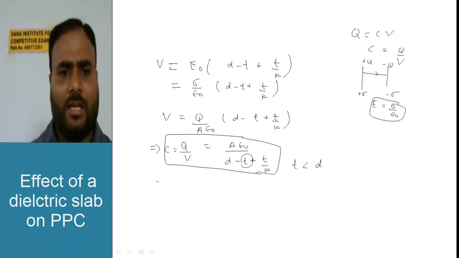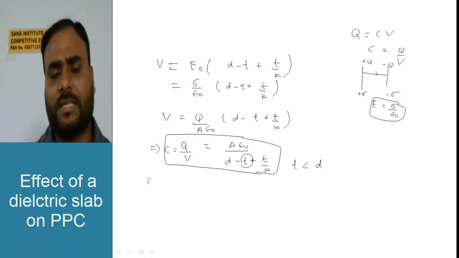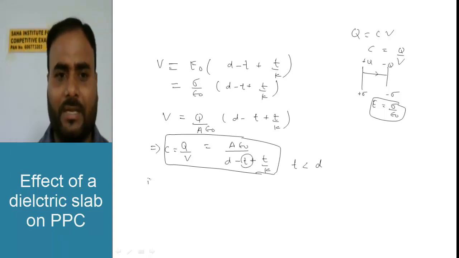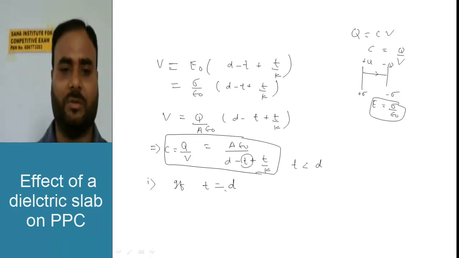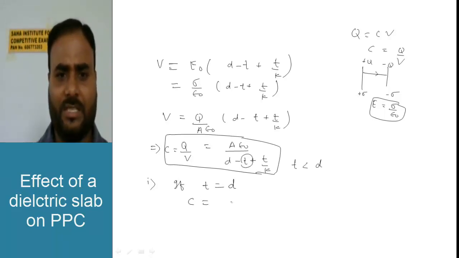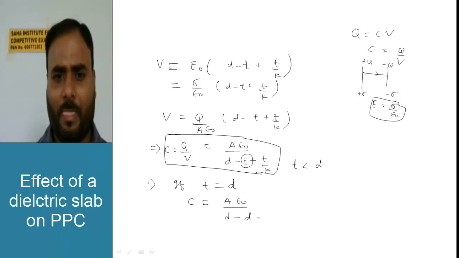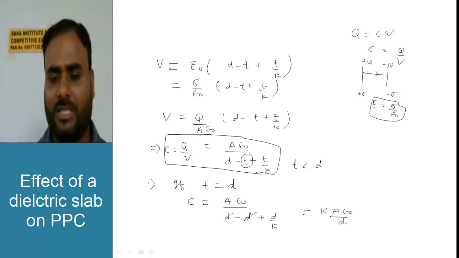Now some cases arise here. What will happen if the thickness of the slab is equal to the separation between the plates? Then the capacitance will become A epsilon naught over D minus D plus D over K. Now these two D will cancel, and then it is K A epsilon naught over D.